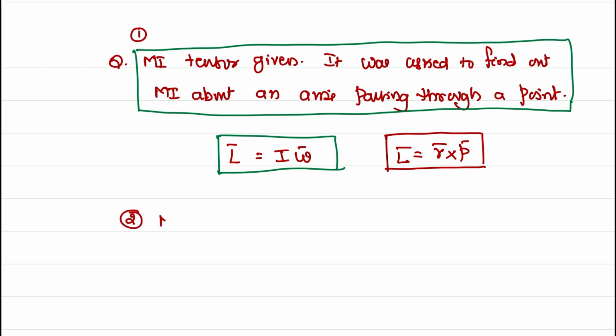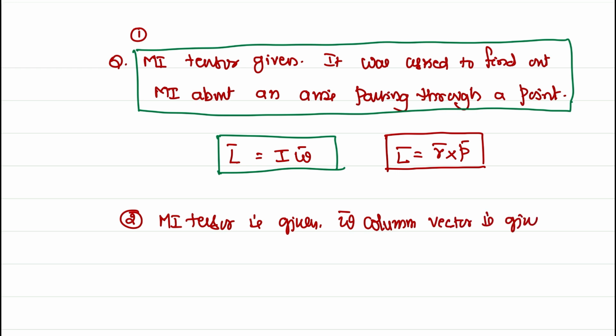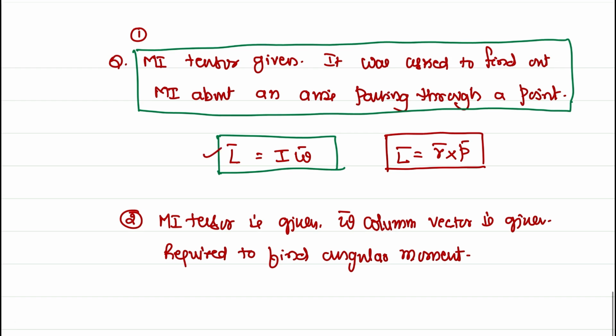The second type can be: the moment of inertia tensor is given, the omega column vector is given, and it is required to find the angular momentum. In that case, multiply those two matrices. The omega vector is a column matrix, the tensor is a matrix; multiply them and you will get the matrix for angular momentum. Are you able to understand?